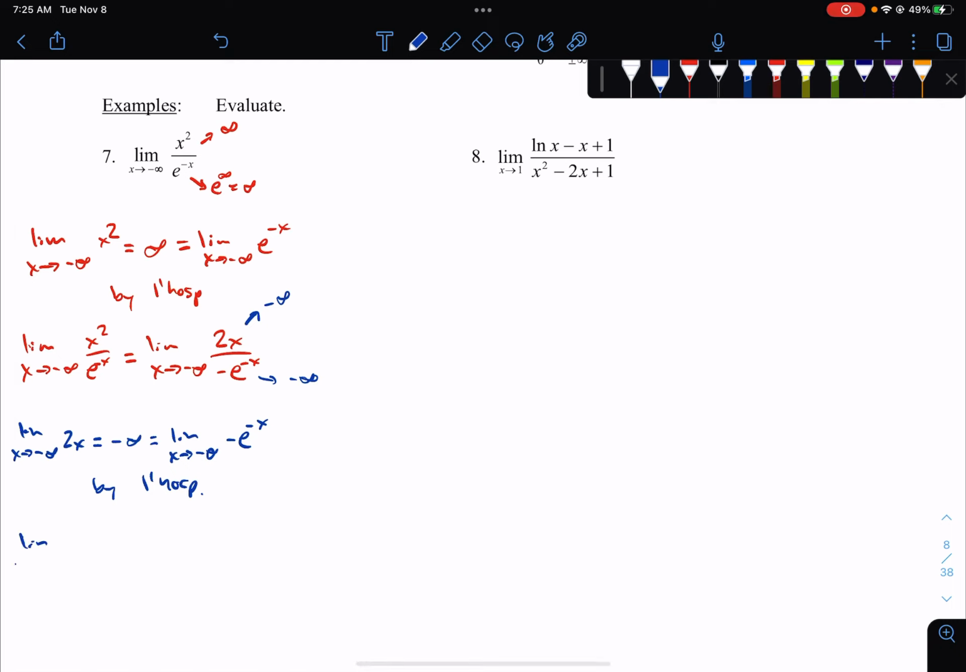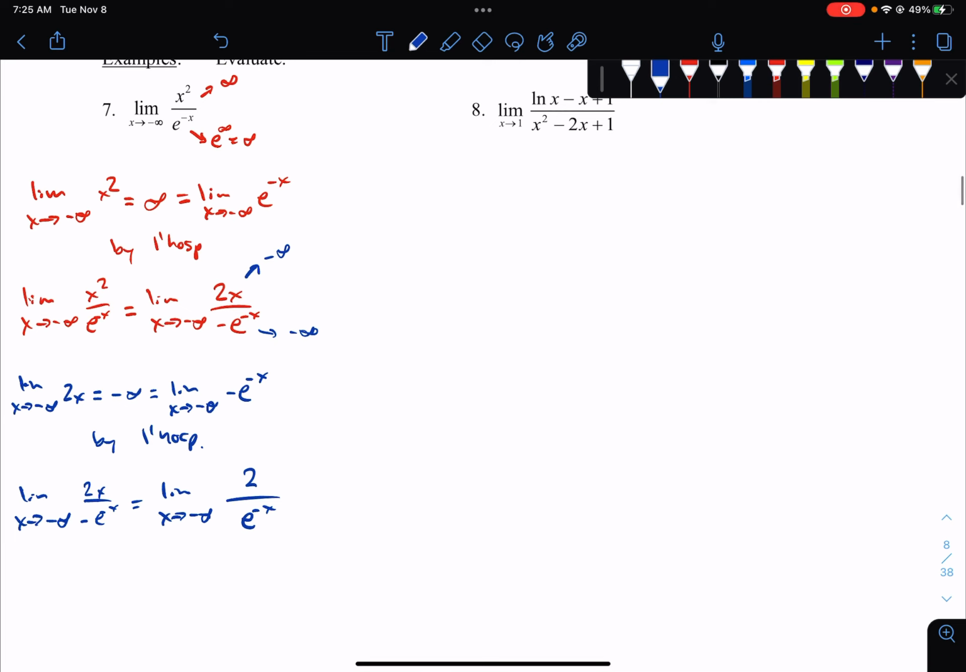So the limit as x goes to negative infinity of 2x over negative e to the negative x is equal to the limit as x goes to negative infinity. Now the derivative of the top is 2. The derivative of the bottom goes back to positive e to the negative x.